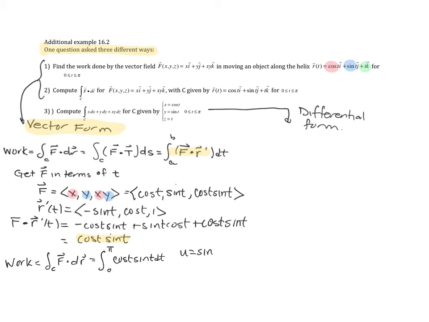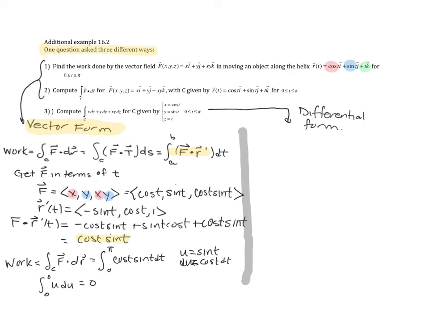That's a straightforward u substitution. And so I get u du. When t equals 0, sine of 0 is 0. When t equals pi, sine of pi is 0. So 0 to 0, that's 0. Okay, that's using the vector form.